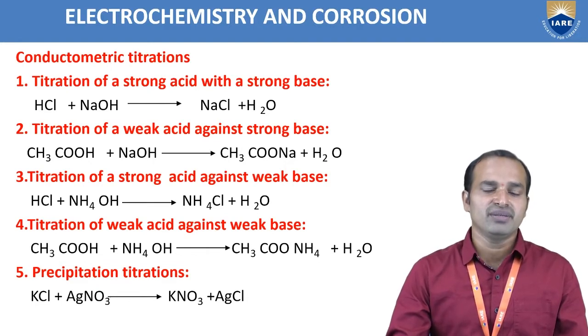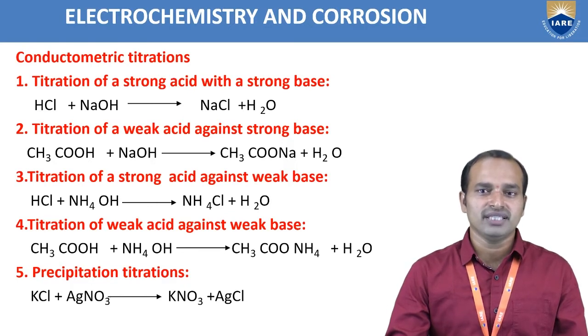Titration of weak acid versus weak base. The weak acid is acetic acid and the weak base is ammonium hydroxide. So that forms ammonium acetate, CH3COONH4, plus H2O.